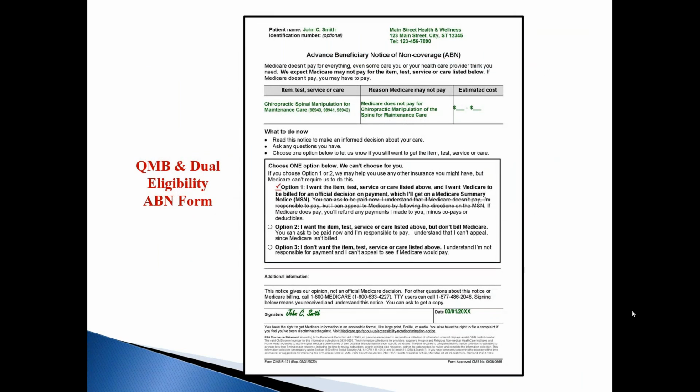You must submit the claim for QMB patients or dual eligibility patients, and you have to cross out the second sentence. It says you can ask to be paid now. I understand that if Medicare doesn't pay, I'm responsible for payment, so we need to cross that out because QMB patients are not responsible for deductibles or coinsurance.